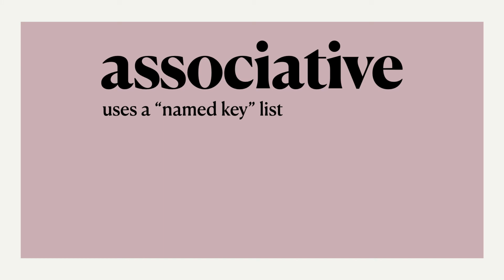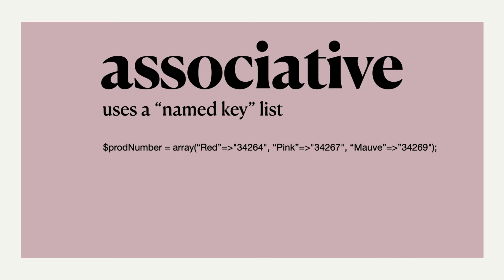There are times when you may want to assign a named key to an array. For an example, each lipstick color could be associated with a value for ease of ordering. In this case, you would want to use an associative array versus a numeric index array. In the example, we use the variable name prod number. There are two ways you could create the associative arrays.